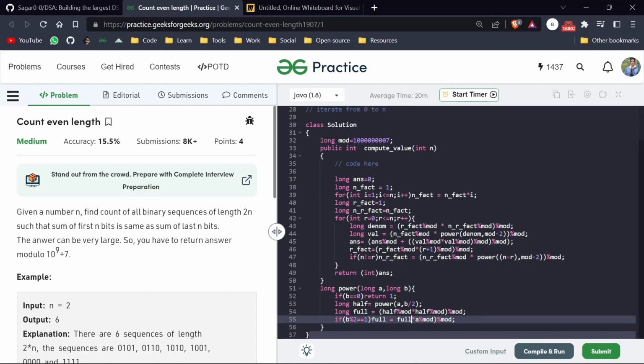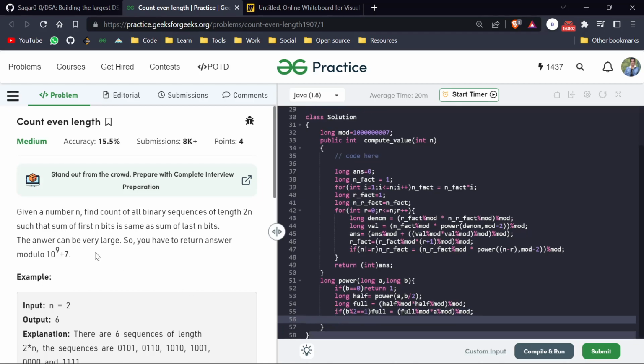So I hope now you know why mod is very important here, because if we are not using mod anywhere, then you are going to get integer out of bound, or you will just get some wrong answer, a negative value or something. So at last we have to return the full power value.